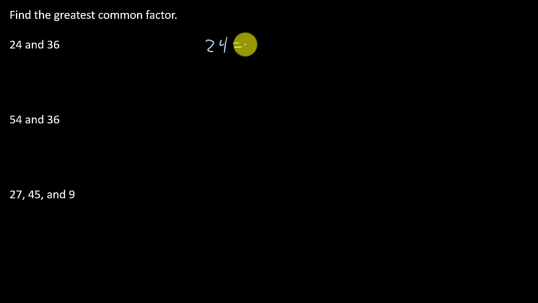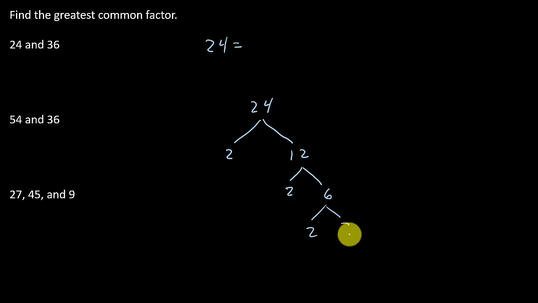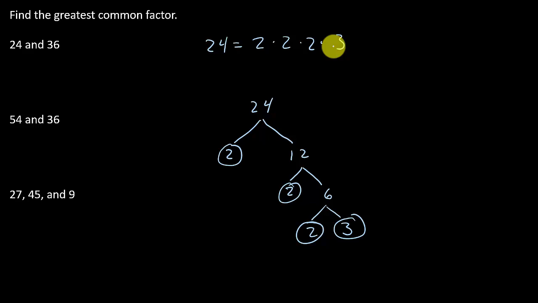For 24, you can use a tree diagram to break it down. 24 is 2 times 12, and then the 12 we can break down into 2 times 6, and then the 6 into 2 times 3. So you can see 24 can be written as 2 times 2 times 2 times 3. And then we'll do the same thing with 36.